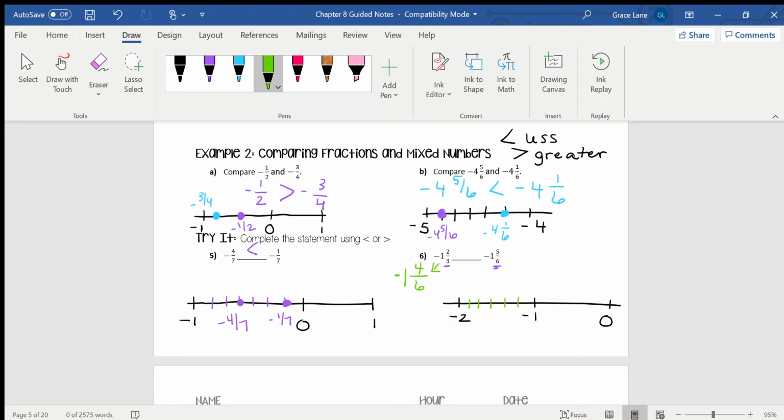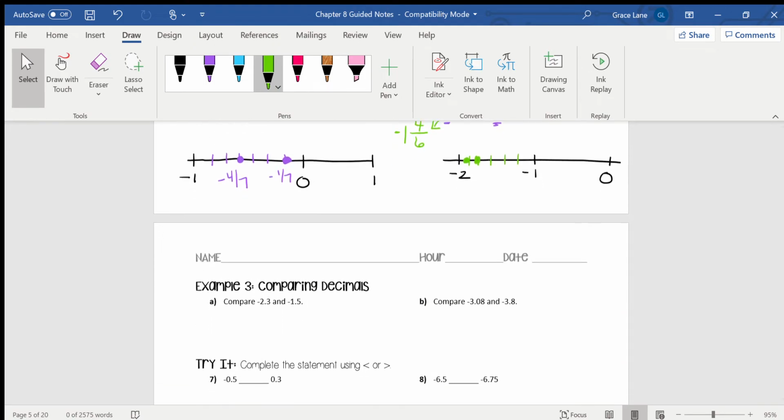So -1 and 4/6. 1, 2, 3, 4. -1 and 5/6 would be here. So it's just slightly less than. So I know that -1 and 4/6 is greater than. Okay, that's fractions. I know that some of you are going to instinctually just kind of want to turn all of your fractions into decimals. I would just go ahead and leave them all as fractions. But that's me, I like fractions better than decimals.